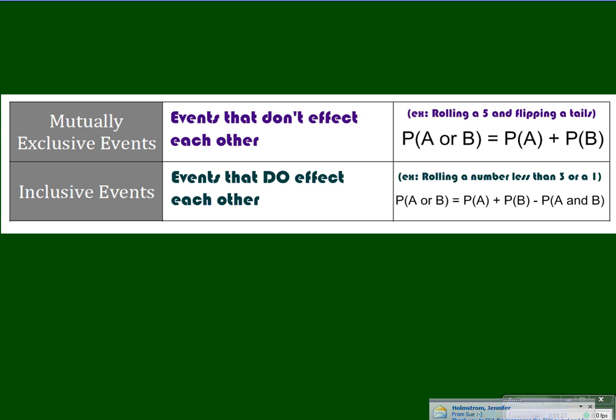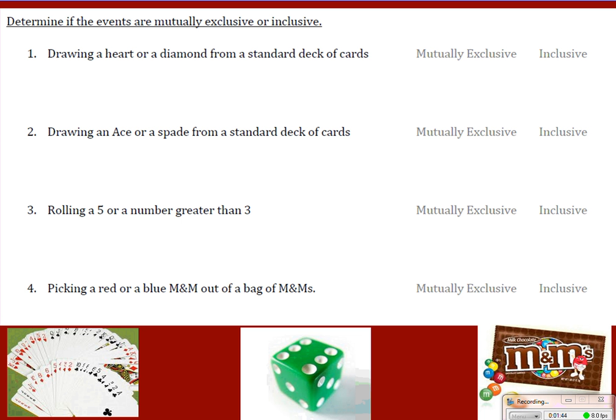So mutually exclusive are going to be events that don't affect each other. Inclusive means events that do affect each other. So all you do is you add the two probabilities together. If you have something that affects each other, you take the two probabilities, but then you subtract the probabilities that are in common because you ended up counting them twice. So let's take a look.